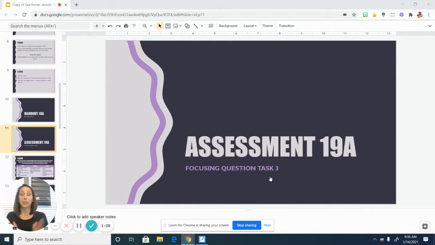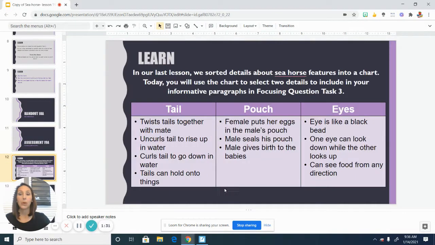Okay, so first, we want to think about some of the details and information that we have learned about the seahorse's features. And I've put them into a chart here, and I've organized them by the feature. So we have the tail, the pouch, and the eyes. And under each category, I have details that are just about that one feature. So these are all details about the tail. These are all details about the pouch. And these are all details about the eyes.